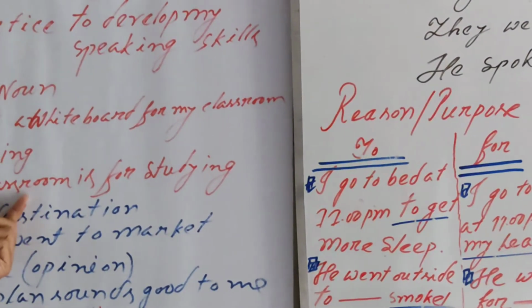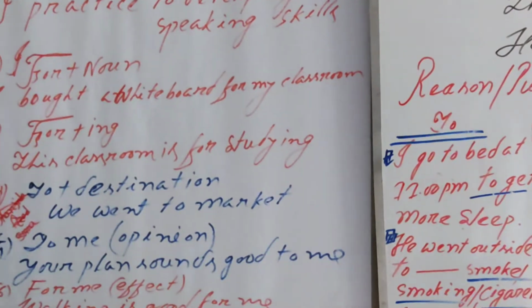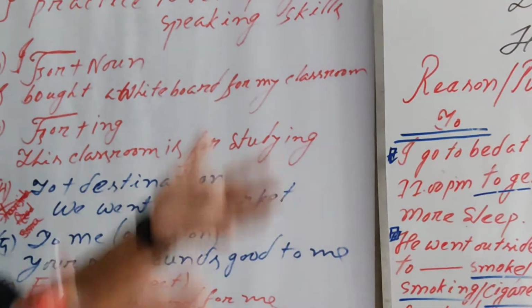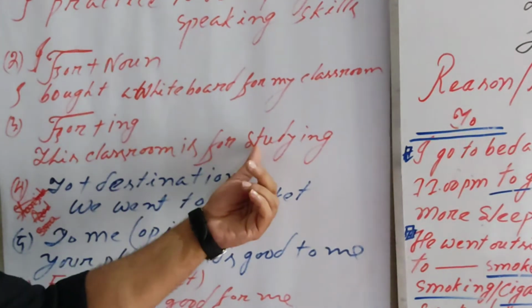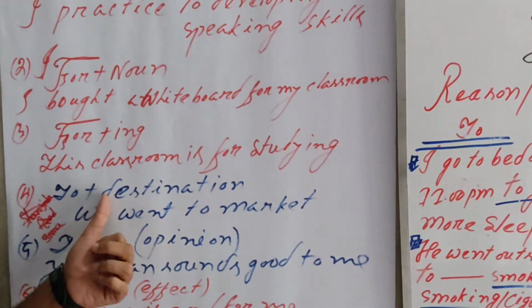Next one, for plus verb plus ing. That is called gerund. Why is this classroom, why is this environment, why is this video? This video is for learning. This video is for studying. You are absolutely right.